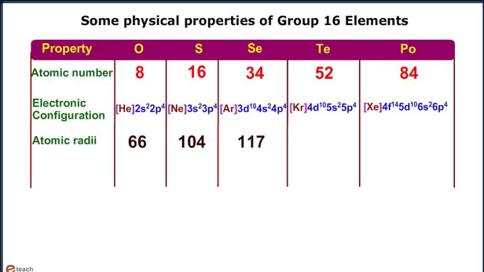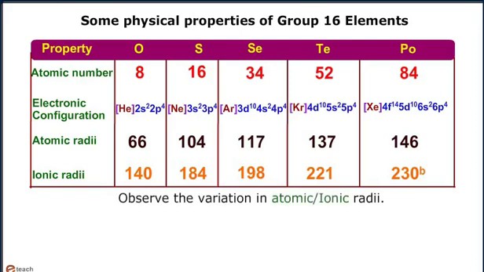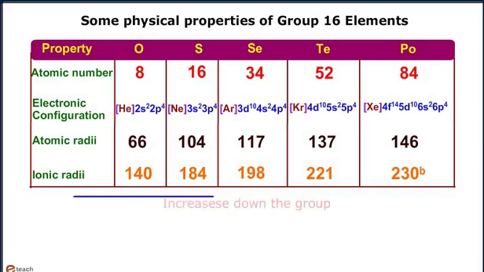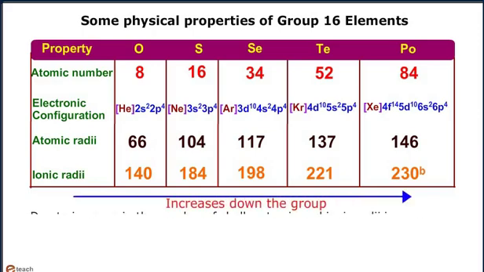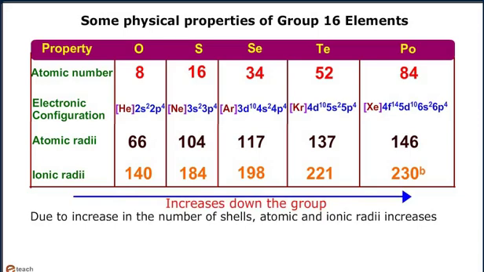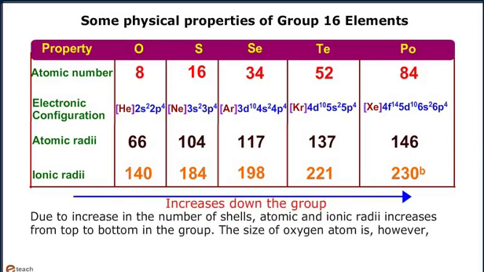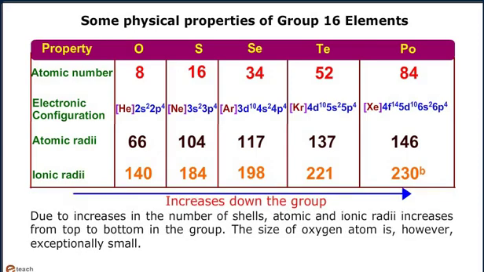Physical properties of group 16 elements. Observe the variation in atomic or ionic radii. It increases down the group. Due to increase in the number of shells, atomic and ionic radii increases from top to bottom in the group. The size of oxygen atom is, however, exceptionally small.